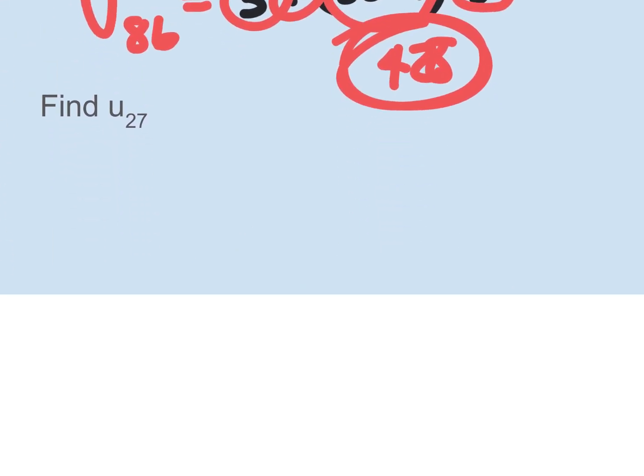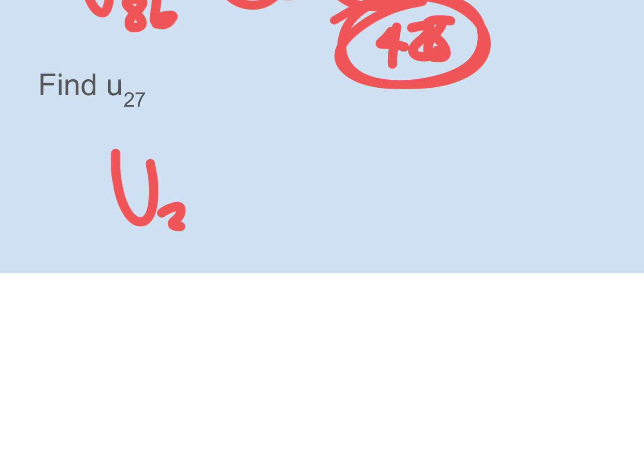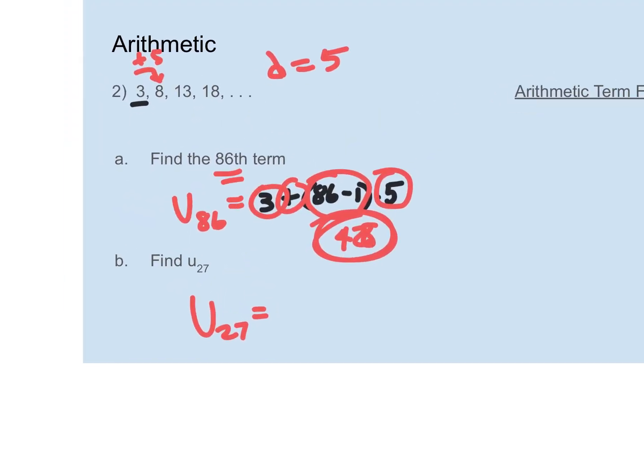How about U sub 27? U sub 27 will be the starting number, which was 3, plus not 27 of them. I'm just going to jump right to it and put 26 sets of the thing we add each time, which is 5. See how I'm getting faster at doing this? You will too.